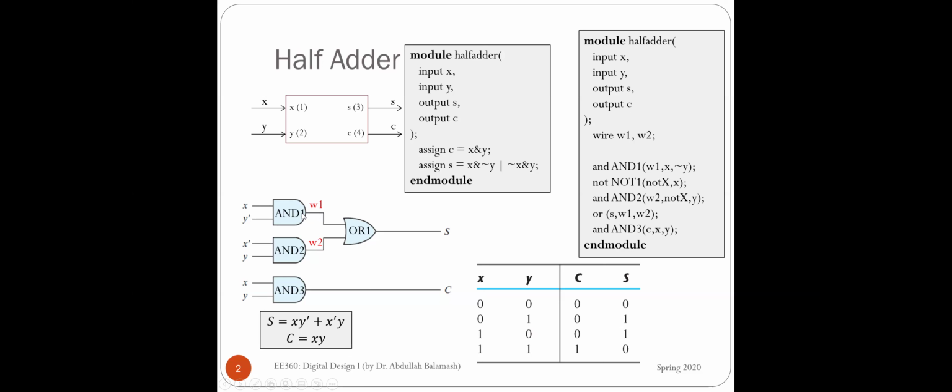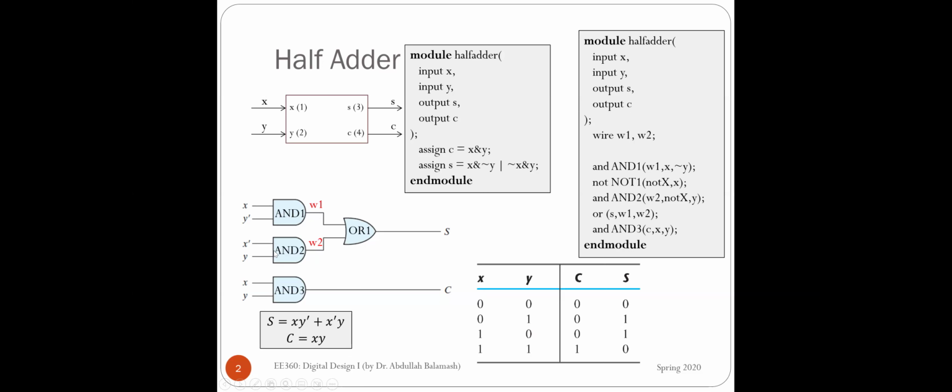Okay, we'll start with this AND. We will say that we have an AND gate, its name is AND1, its output is W1. We need to name this output. And its inputs are X and not Y. Not Y, we can use tilde Y. Semicolon. Then we have another AND gate. Let me start with this one, but the order is not important.